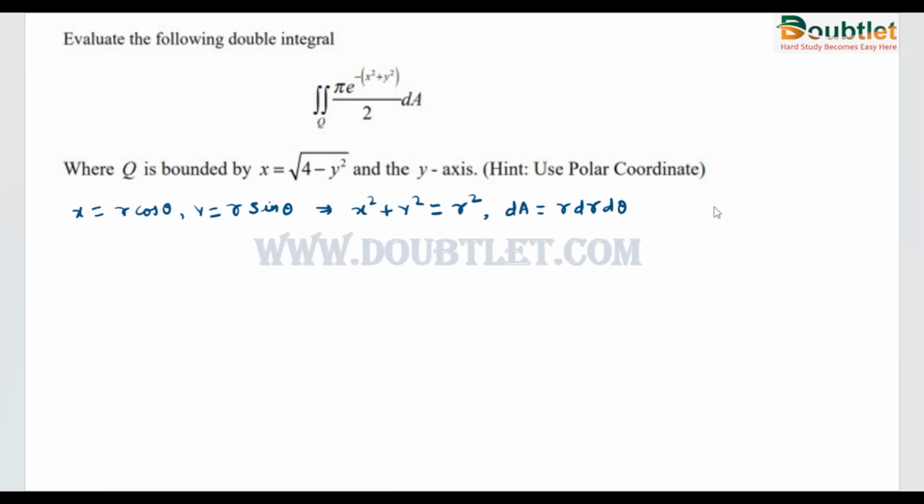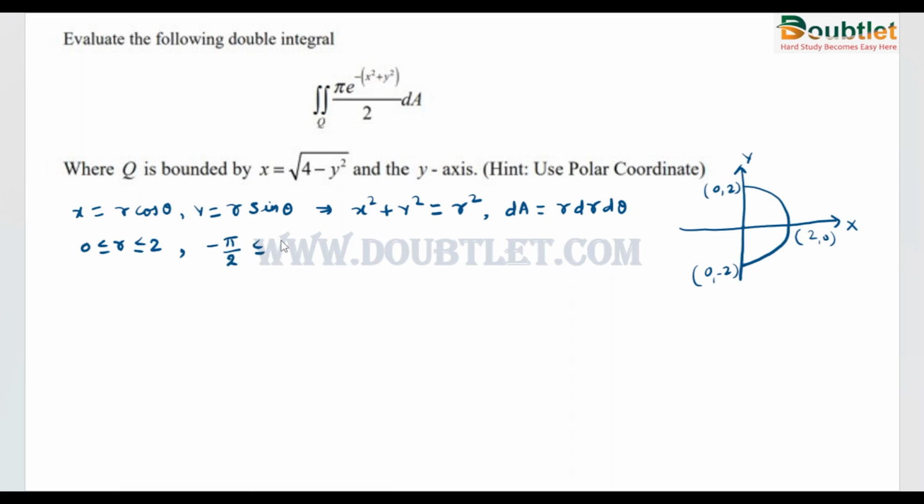Now, first we have to draw this curve in the xy plane. If this is the y axis and this is the x axis, this will be a semicircle, but its value will be in the first and fourth quadrant. So this is the origin, this point is (0, 2), this point is (0, minus 2), and this point is (2, 0). From here we can say that the radius of the circle is 2, because the distance from here to here is 2 units, and the angle varies from minus 90 degrees to 90 degrees. So the radius varies from 0 to 2 and the angle varies from minus pi by 2 to pi by 2.